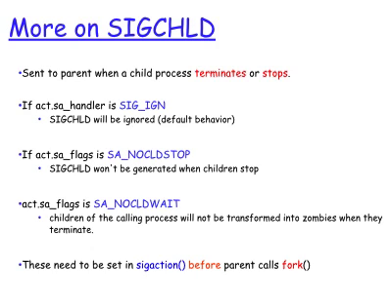This slide gives some interesting information about SIGCHLD. The key point is that a signal handler for SIGCHLD must be installed before the parent calls fork. Other than that, you can figure out most of the other information from man pages.